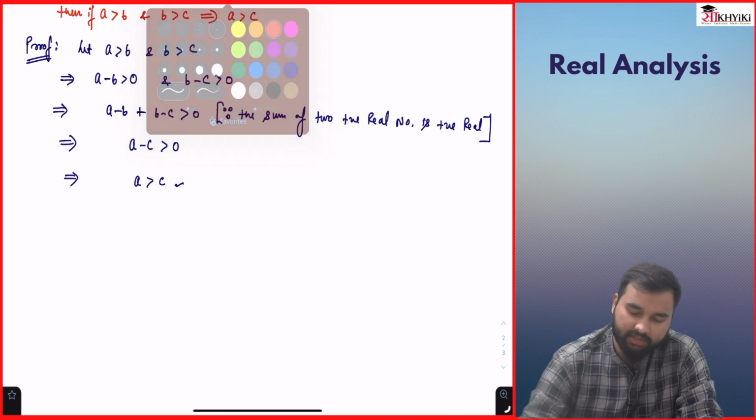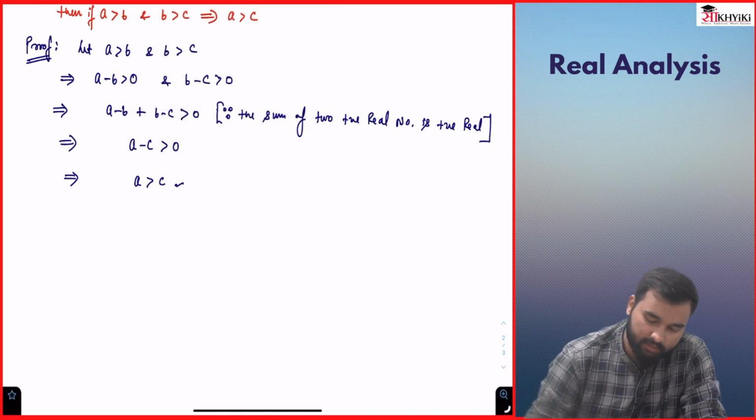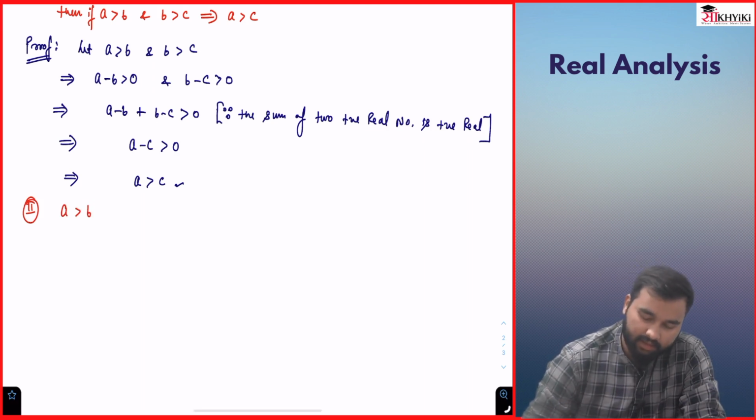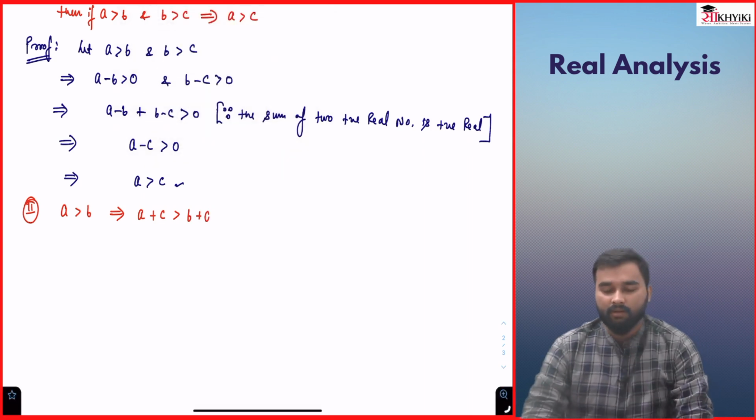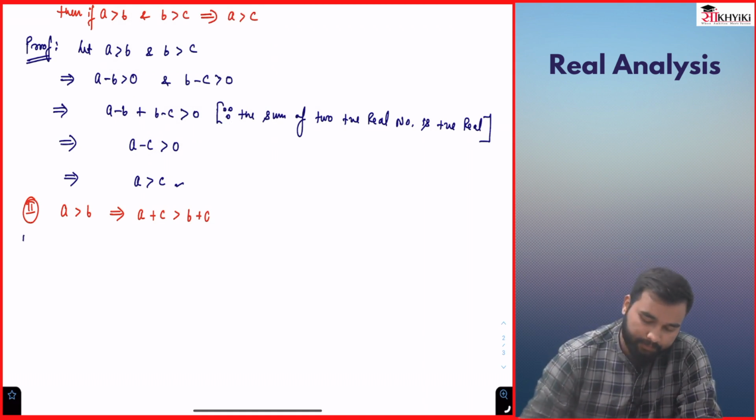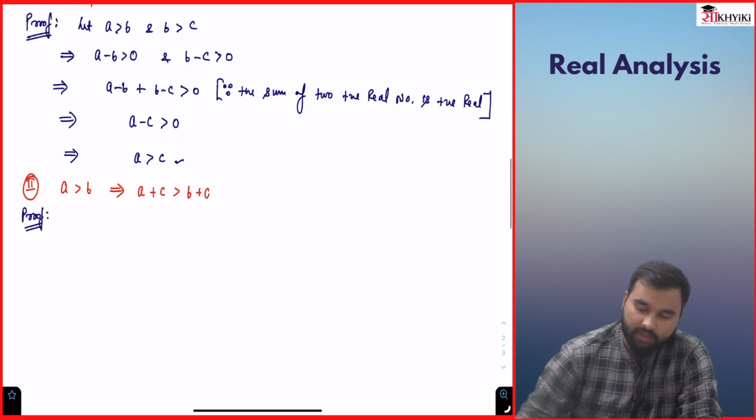Now let's move to the second property, which says if a is greater than b, then a plus c is greater than b plus c. Try to prove this.